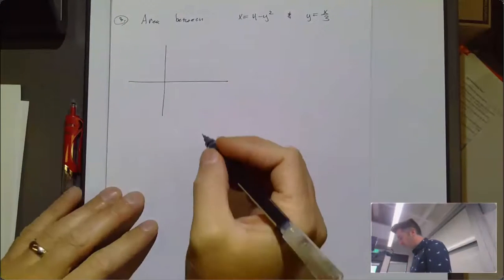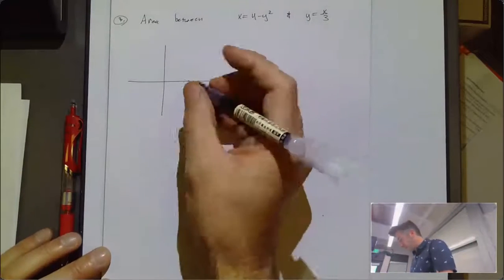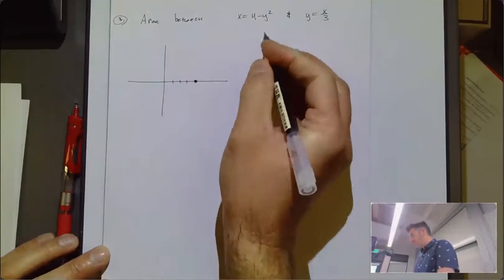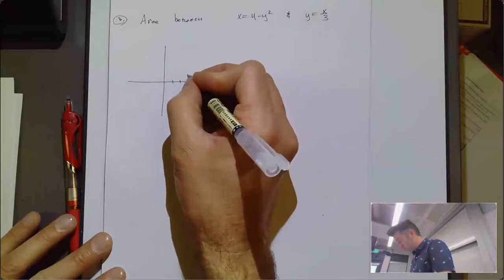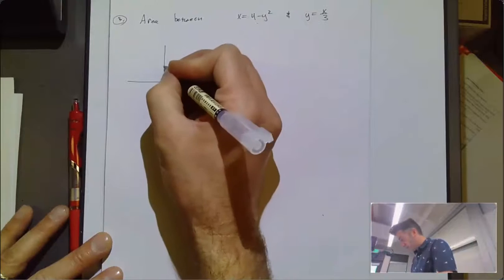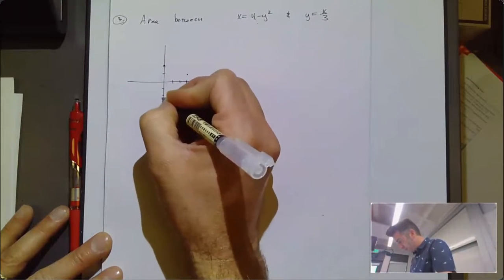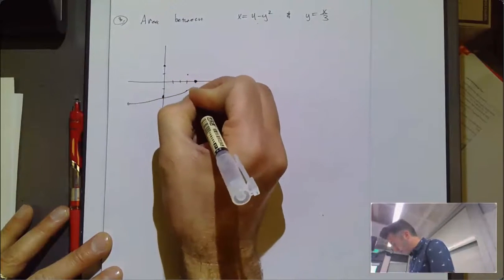What I would really do here is plot a point. If y equals 0, x is going to be 4. And if y equals 1 or negative 1, x is going to be 3. And if y equals 2 or negative 2, x is going to be 0. So now you can start to see, oh yeah, this is a leftward opening parabola.